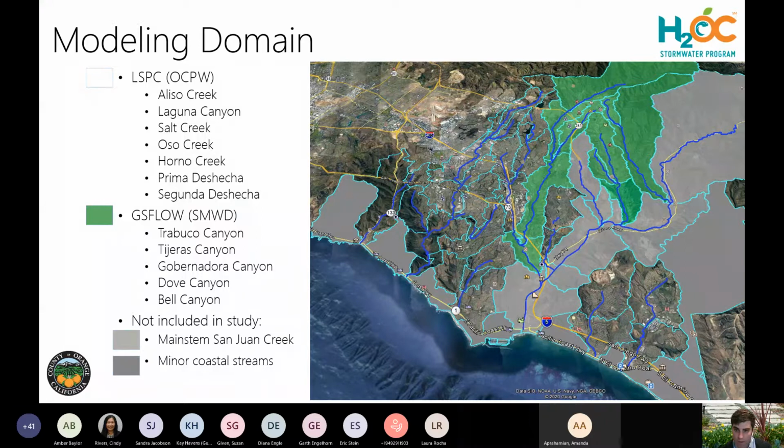The light gray are areas that are not included in this study. It's not that they aren't modeled hydrologically and that their inputs aren't included hydrologically. It's just that the existing flow management paradigms exist for those, and therefore they are not a subject of the investigation that SQUIRP is doing as part of flow ecology in this study. And then finally, the dark gray are these small coastal watersheds that are also not part of the study.